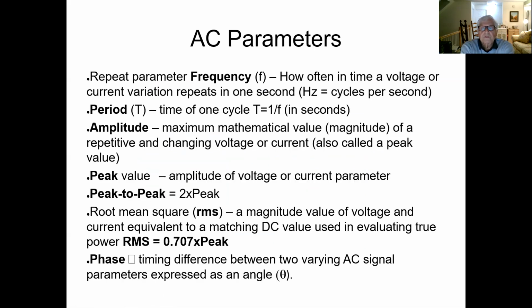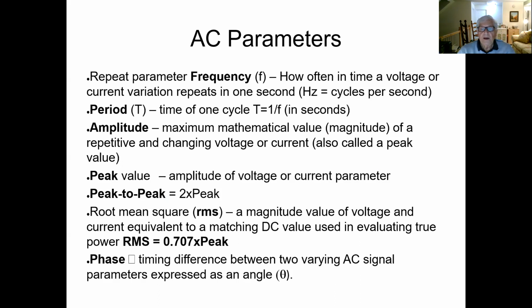But we need to figure out, if everything is changing in time, we need to use different parameters. We can't use the same type of parameters that we use in DC. In DC, we just say voltage, we don't care about time, and current, it's amperage, we don't care about time. But here, we do care about time. So the first thing we define is a frequency.